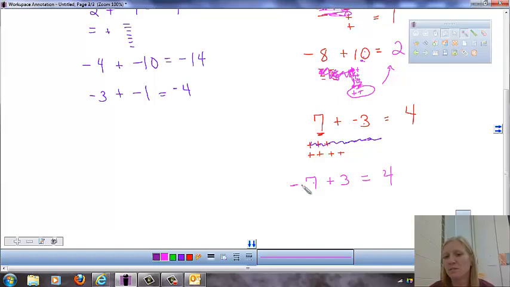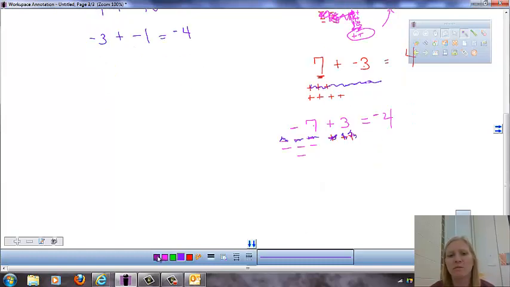So this time, since the bigger number, the 7, has the negative, my answer has to have the negative. Like that. Because I would have 7 negatives and 3 positives. So that means I can cross off 3 of my negatives. The pluses and minuses are opposites, they cancel each other. And if you look, I have 4 negatives left.